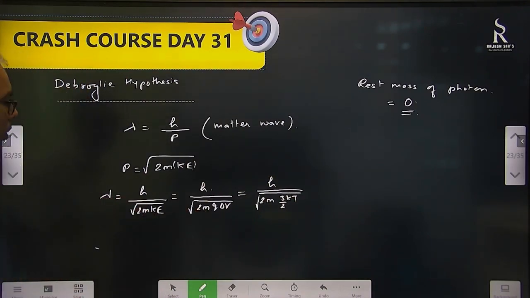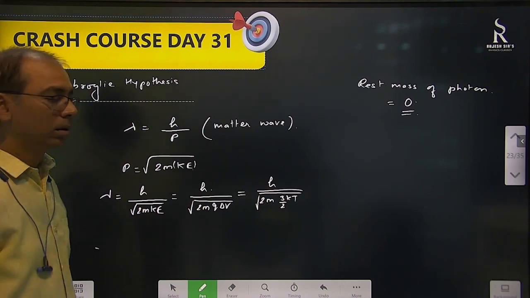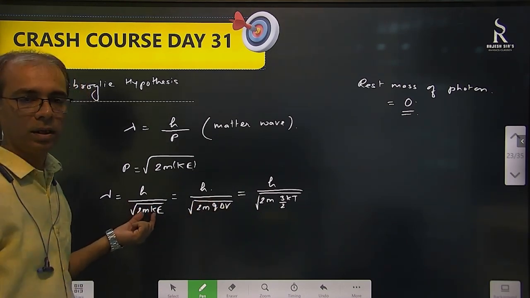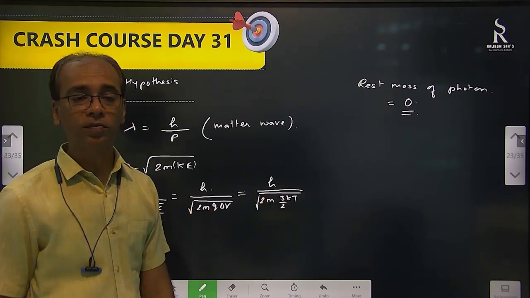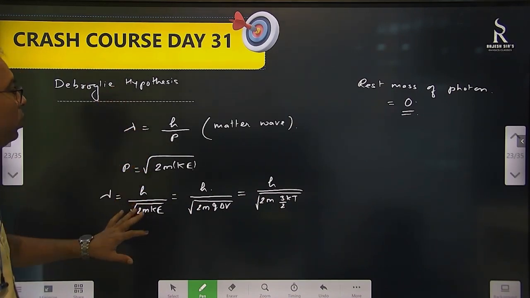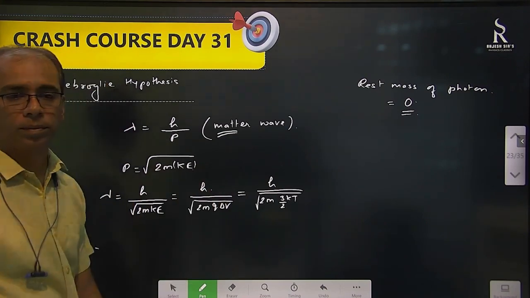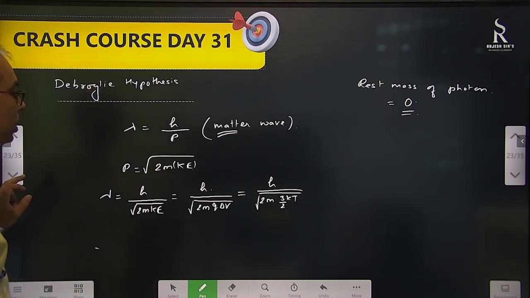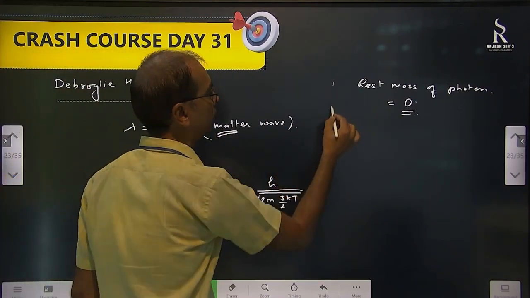So these are all the formulas for lambda for different particles which are moving in different ways. This is simple kinetic energy if it is given. This is in terms of potential difference. This is in terms of temperature. So this is how we can find the wavelength associated with matter wave. Okay, clear? So wavelength we found, and this is also valid for a photon.